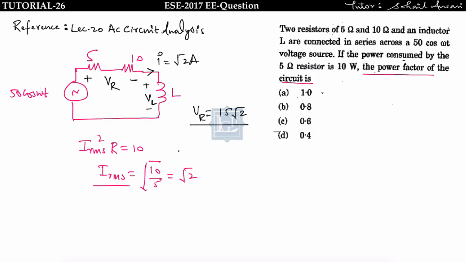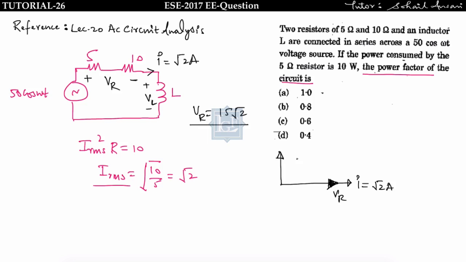Now draw the phasor diagram. This is an RL network, so I will take the current as the reference. So let us take this I, that is equal to under root 2 ampere. Now tell me where VR will lie. VR will be in the same phase as the current. Where will VL lie? VL will lead the current by an angle of 90 degrees.